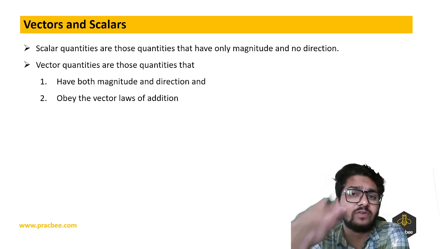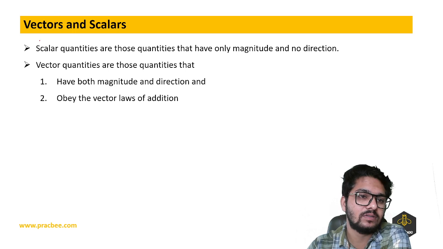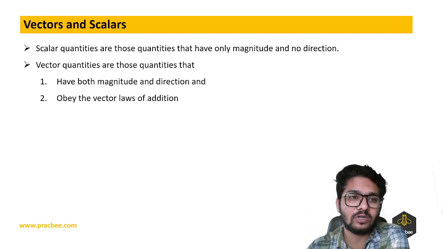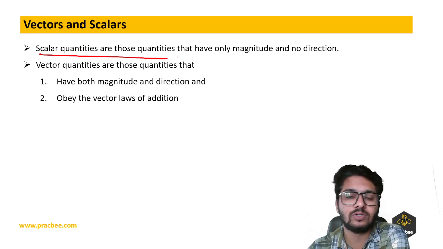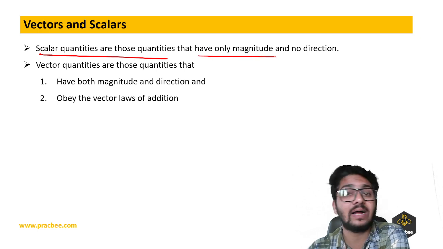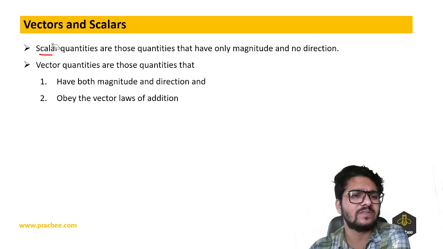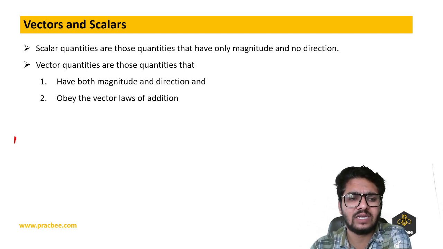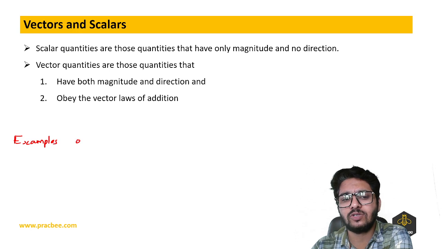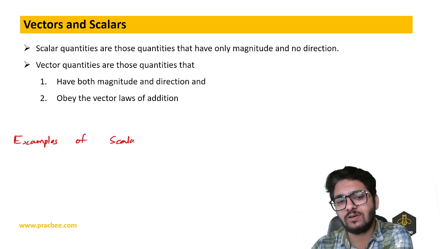So when we talk about scalar quantities, what are they? Scalar quantities are those quantities that have only magnitude and no direction. Can you give me some examples of scalars? Think of a few examples which do not have any direction at all.